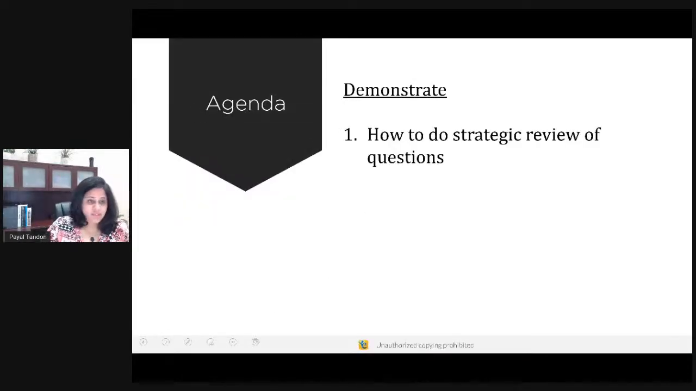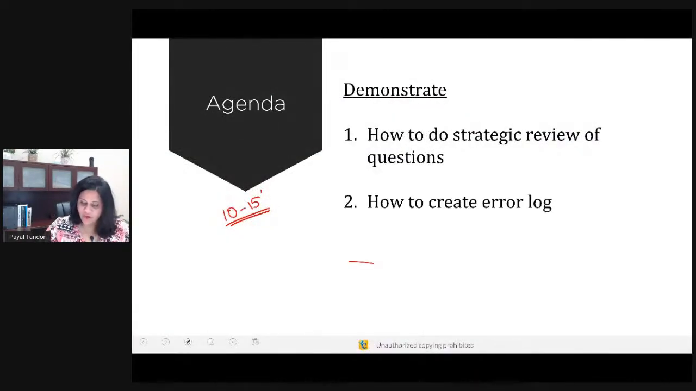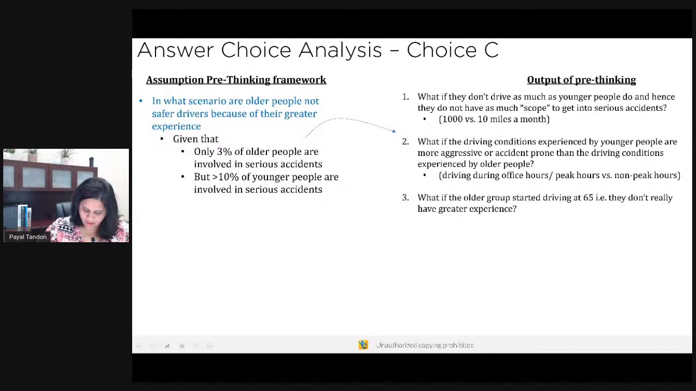Okay, the agenda really is I want to demonstrate how it is that you do a strategic review of questions, the goal of which is to figure out what exactly you did wrong while you were solving this question so that you can improve when you solve the next set of questions. Strategically reviewing questions is very, very important. Something I told in my previous sessions: if you're solving a question, you need to take at least 10 to 15 minutes to review the solution of that particular question. That is where the strategic review comes about. Then we're going to talk about how you create an error log. Actually, as I show you how to do strategic review, a very natural outcome of that is how you create the error log.